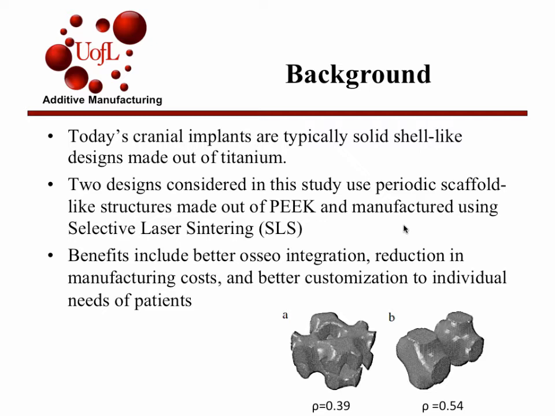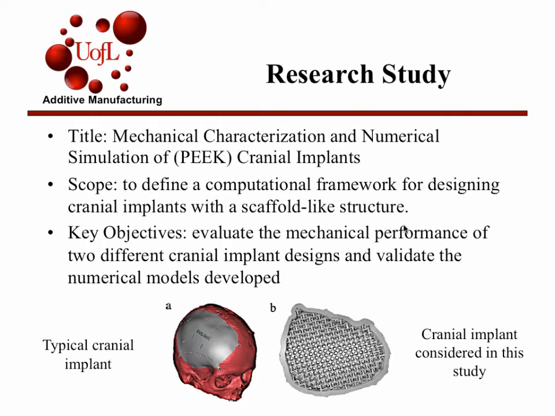So today's cranial implants are typically solid-like and they're made out of titanium. The two designs considered in this study use a periodic scaffold-like structure, as you can see down here. This number down here is the void to volume ratio, and they actually come out looking like this rather than the solid, which is what there is today.